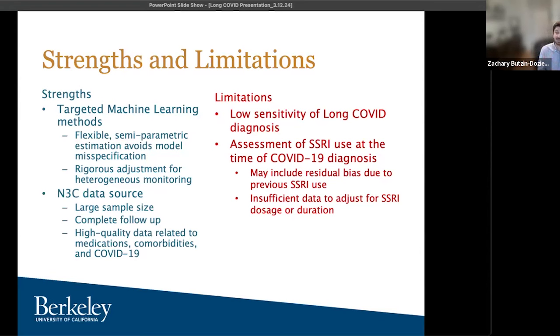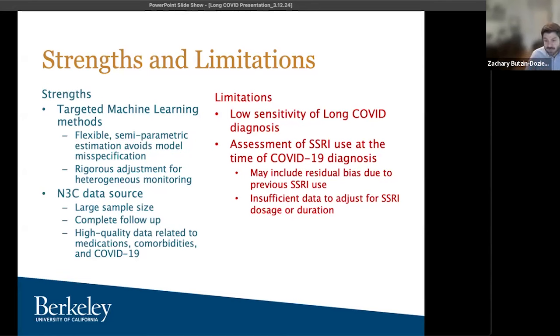So limitations. One would be our definition of long COVID, which was this binary diagnostic status. And as I mentioned, this has a pretty low sensitivity. It also doesn't really allow us to parse out what might be different phenotypic subgroups of long COVID, for example, neurologic long COVID versus gastrointestinal long COVID.